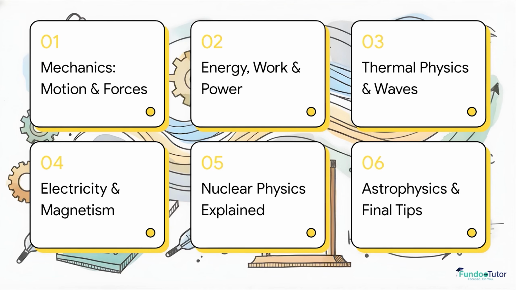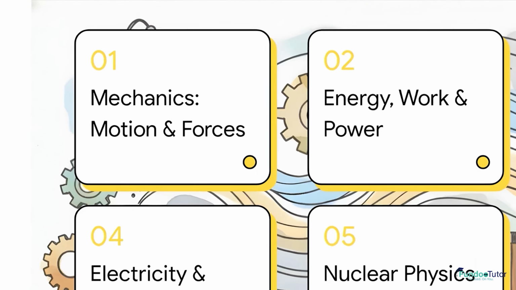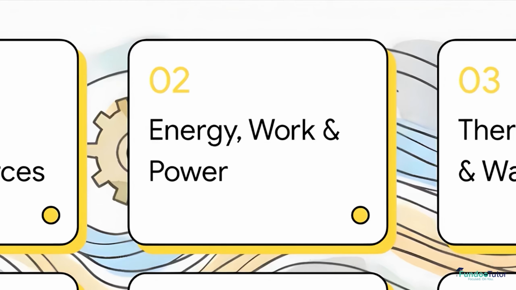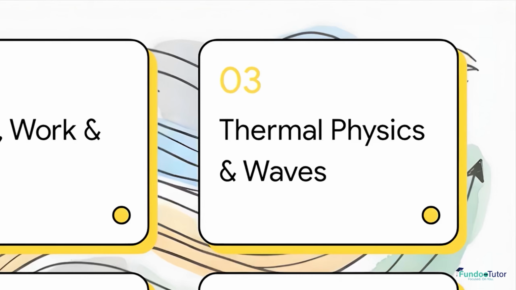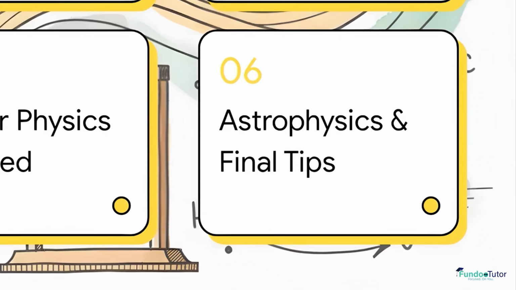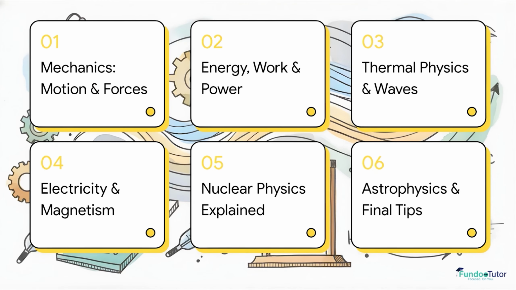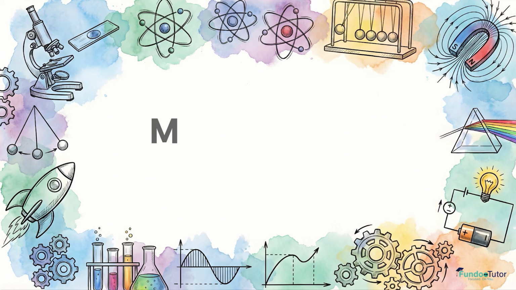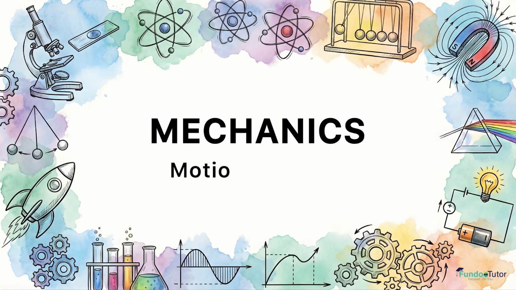So here's our game plan. We're going to move step by step right through the IGCSE syllabus. We'll kick things off with mechanics, work our way through energy, waves, and electricity, and go all the way up to astrophysics. By the end, you'll have a super clear, organized set of tools for your exam. All right, let's dive right in with Section 1, Mechanics.